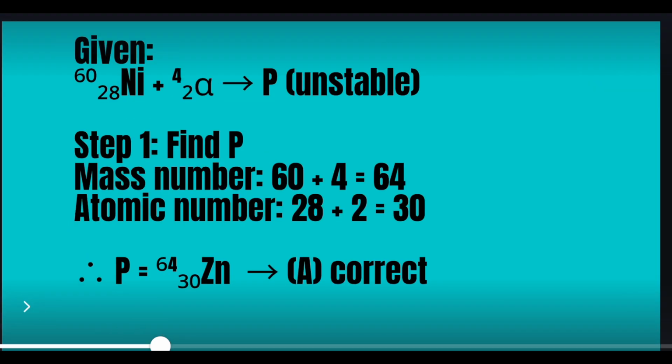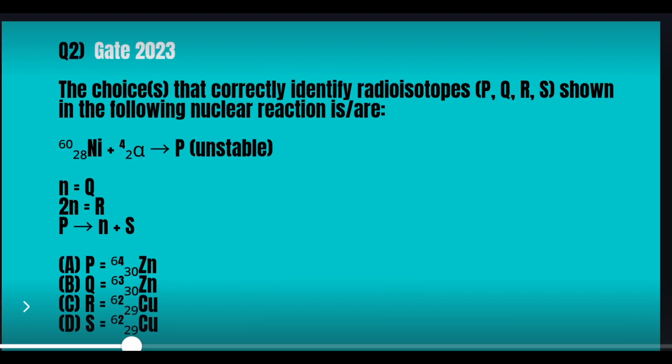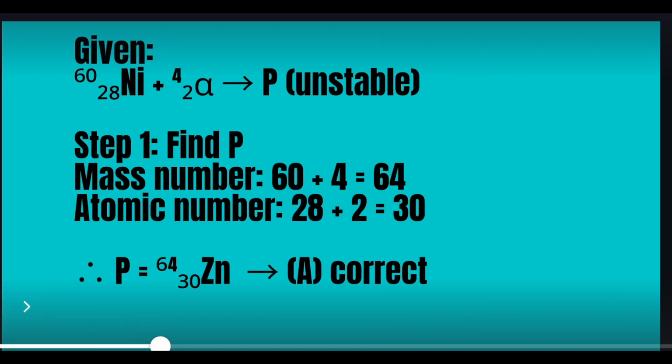Now let's see the solution. Given nickel 60, 28 plus alpha gives rise to P, unstable. Step 1, you have to find out P. Mass number is equal to 60 plus 4 is equal to 64. Atomic number 28 plus 2 is equal to 30. Therefore, atomic number 30 indicates Zn. So Zn 64, 30. So option A is correct. Here given option A, P is equal to Zn 30, 64. So option A is the correct one.